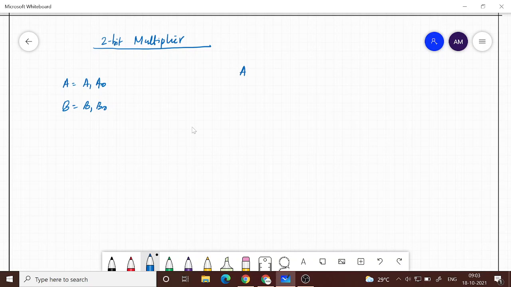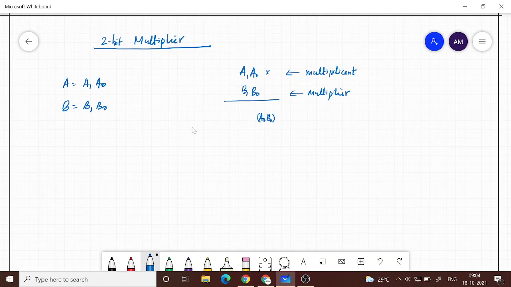We write A1 A0 and then we write B1 B0 under it, and then first thing that we do is we take the LSB of the, so this one is called multiplier and this one is called multiplicand. So we take the LSB of multiplier, which is B0, and then multiply it with A0 first. So it is A0 B0. We take the product, which is basically an AND gate operation.